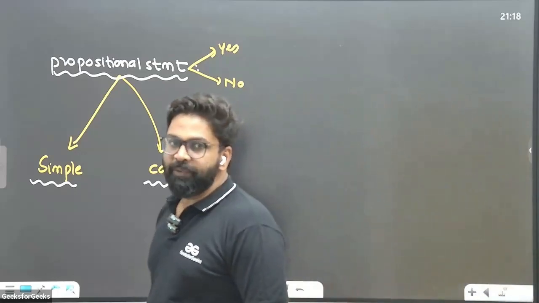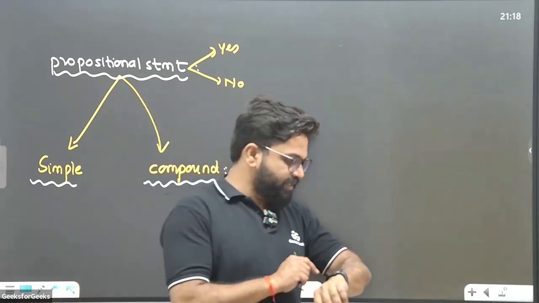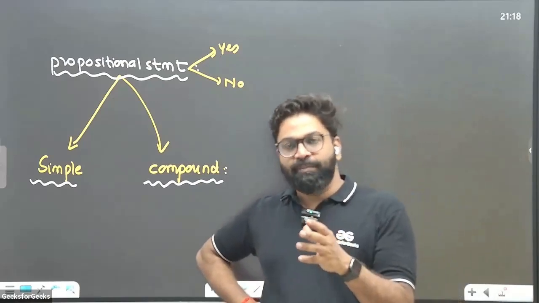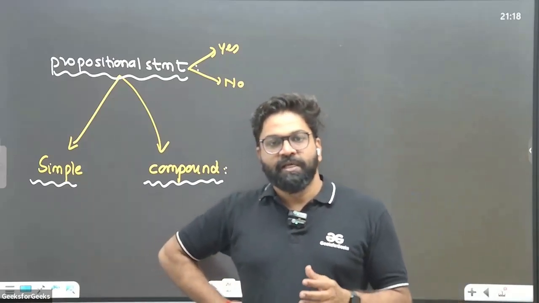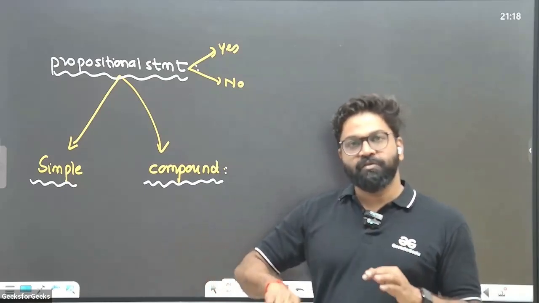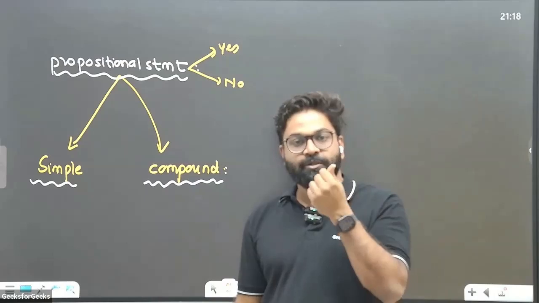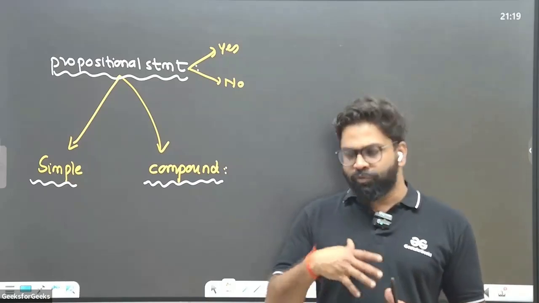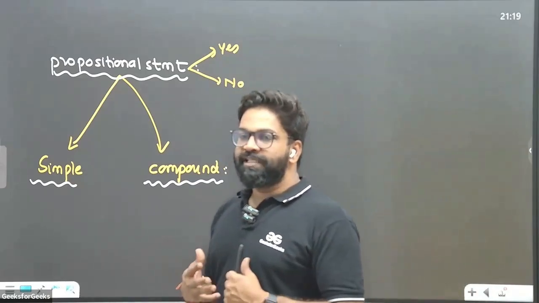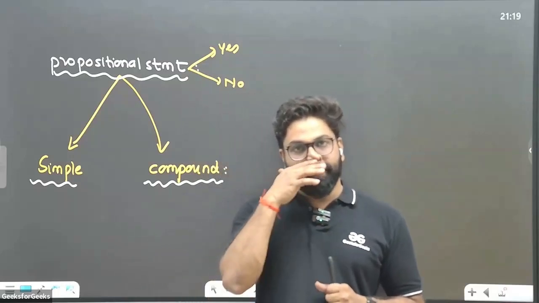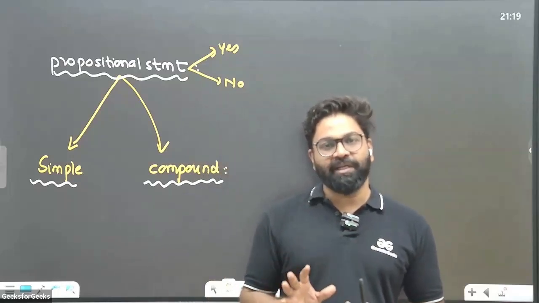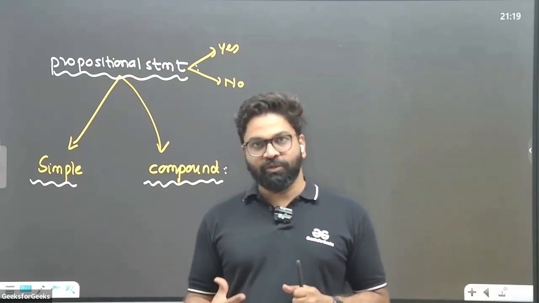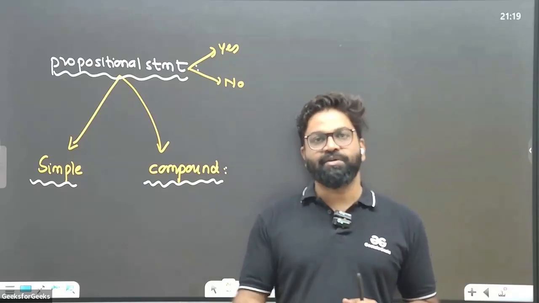So what is the difference between simple and compound? Simple propositional statements are those types of statements which you cannot break, which are not breakable basically. What is the meaning of not breakable? If you try to break it, it does not have any meaning at all. For example, my name is Satish Yadav. If you try to break it, it does not have any meaning.